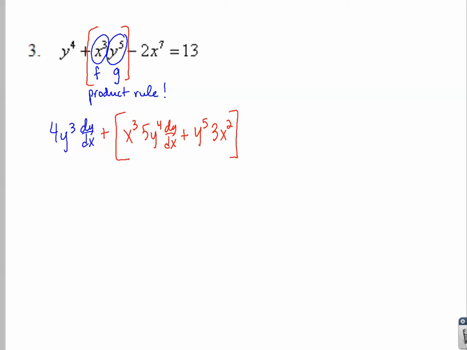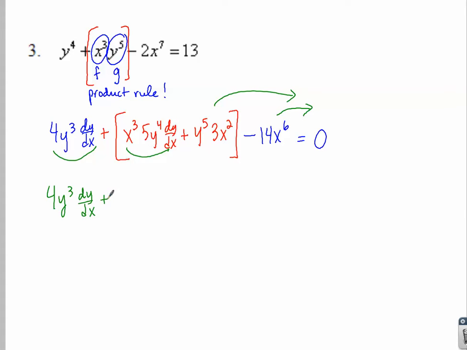That's that product rule section. Minus the derivative of 2x to the 7th, 14x to the 6th. The derivative of 13 is 0, derivative of the constant. Now I want to get all my dy/dx terms together, my non-dy/dx terms, other side. So let's write 4y cubed dy/dx plus, probably rearrange these, put the number first, write it alphabetically. It looks a little bit better that way. Sending this guy over makes 14x to the 6th minus 3x squared y to the 5th, because I arranged that alphabetically, and it's a little bit prettier.